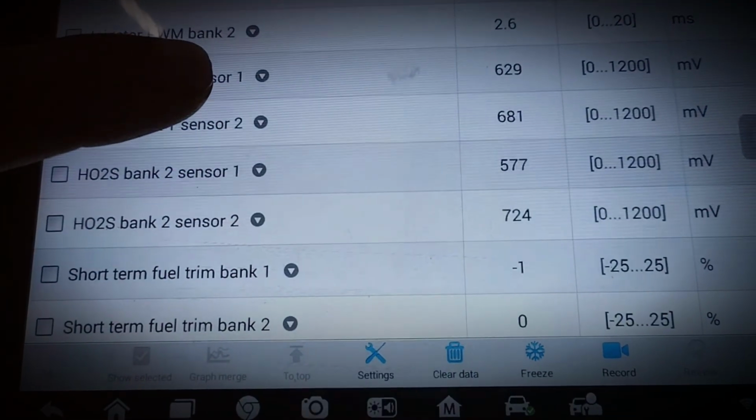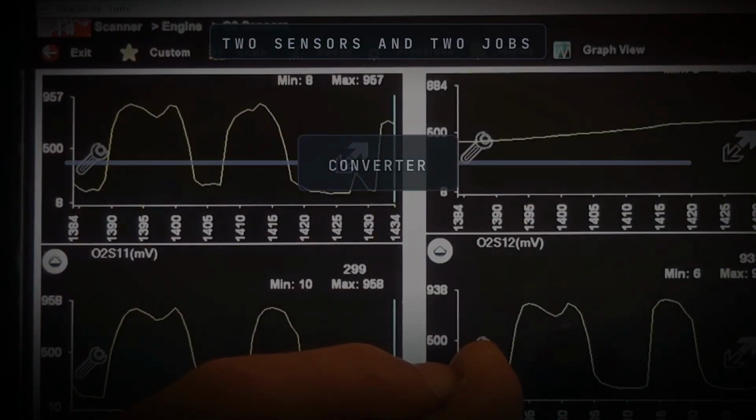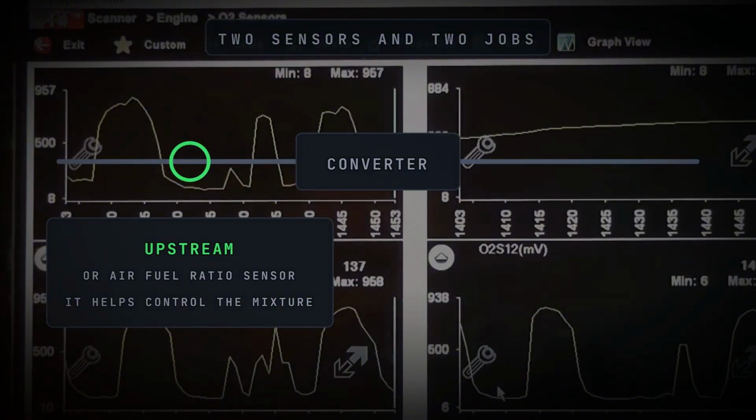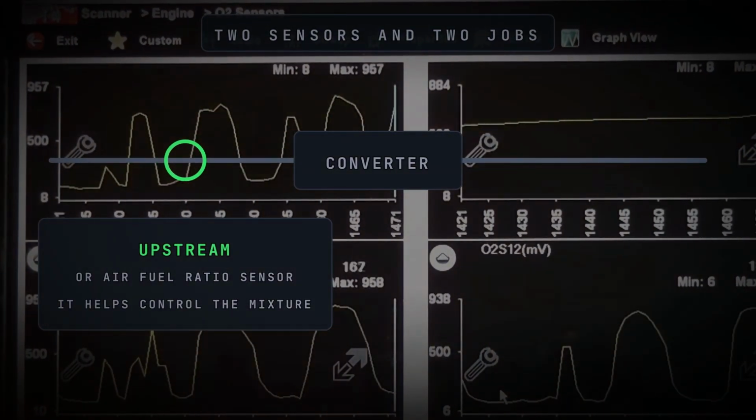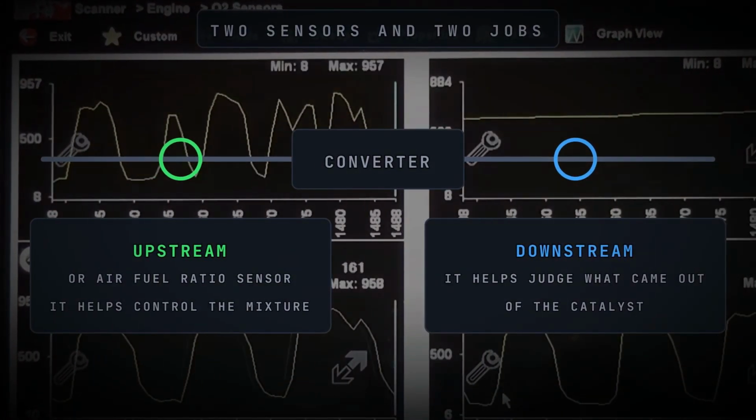Check 4. Verify the oxygen sensor data. Most gasoline vehicles use a sensor before the converter and another sensor after it. The upstream sensor, or air-fuel ratio sensor on some vehicles, helps the computer control the mixture. The downstream sensor helps the computer evaluate what happens after the exhaust passes through the catalyst.